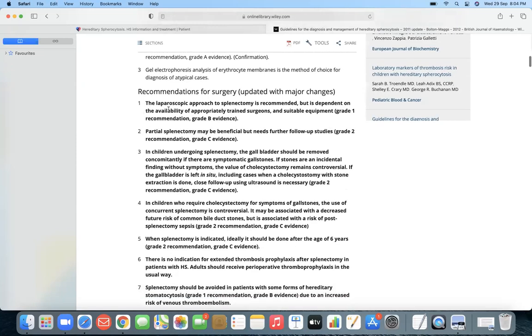Whatever is in bold letters here is important for us for the exam: that you will go for splenectomy, and partial splenectomy is the recent development. And gallbladder, if it is symptomatic, you should remove simultaneously with splenectomy. If it is not, it is controversial, it will be decided by the hematologist. Next, after the age of 6 years, splenectomy is indicated. Very important. And another thing is hereditary stomatocytosis.